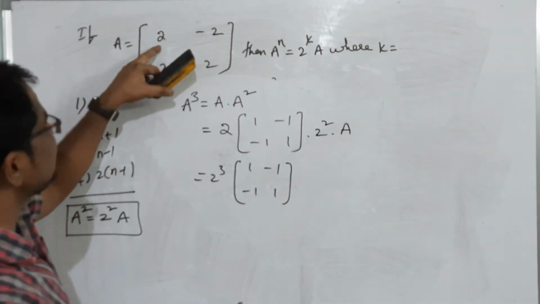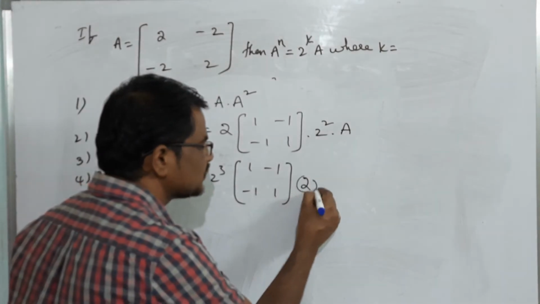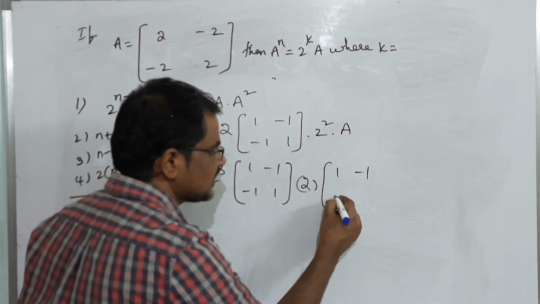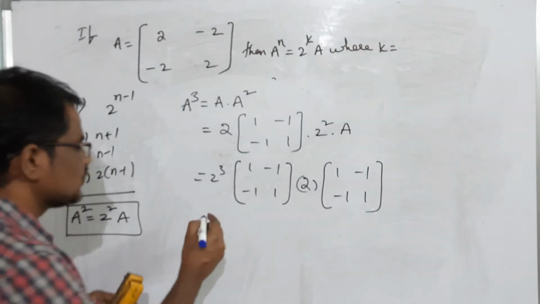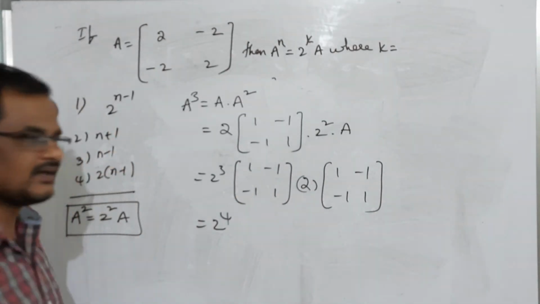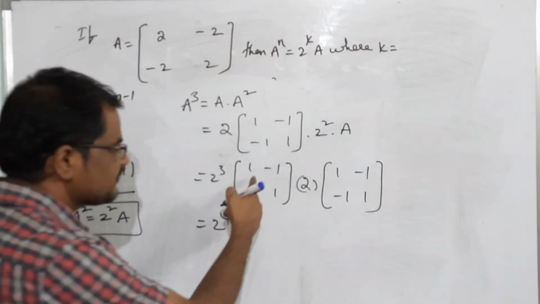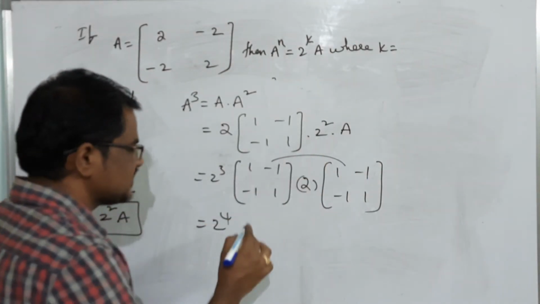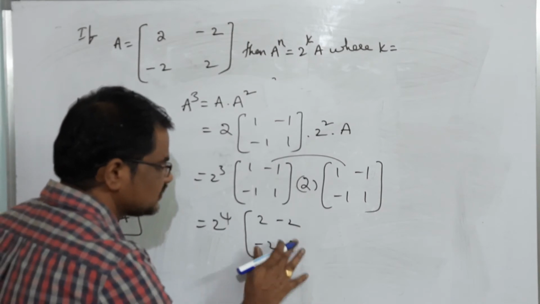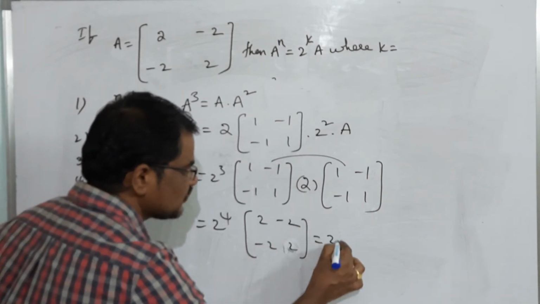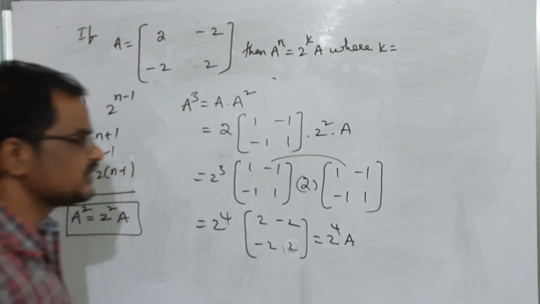But a means how to write? 2 into (1 minus 1 and minus 1, 1). Can you write? Now 2 into 2, 2 to the power of 4, right? Now if you multiply, already you multiplied these two, what you will get? 2 minus 2 minus 2 and 2 you will get. That is equal to what? 2 to the power of 4 into a.